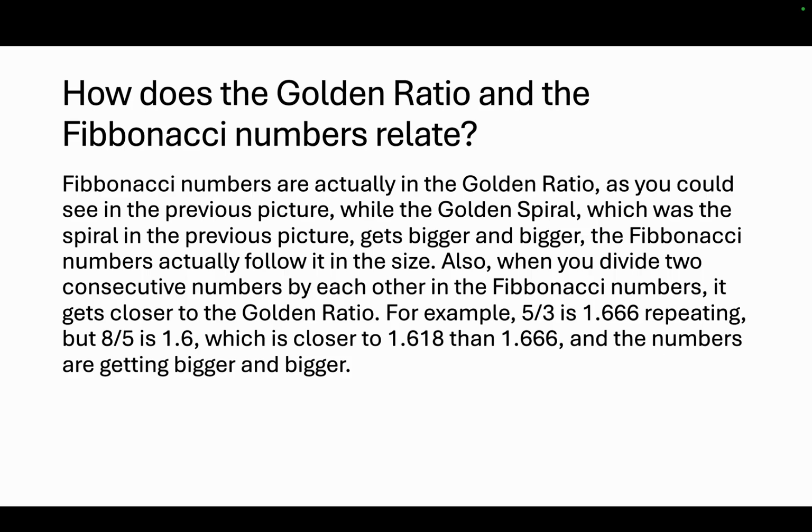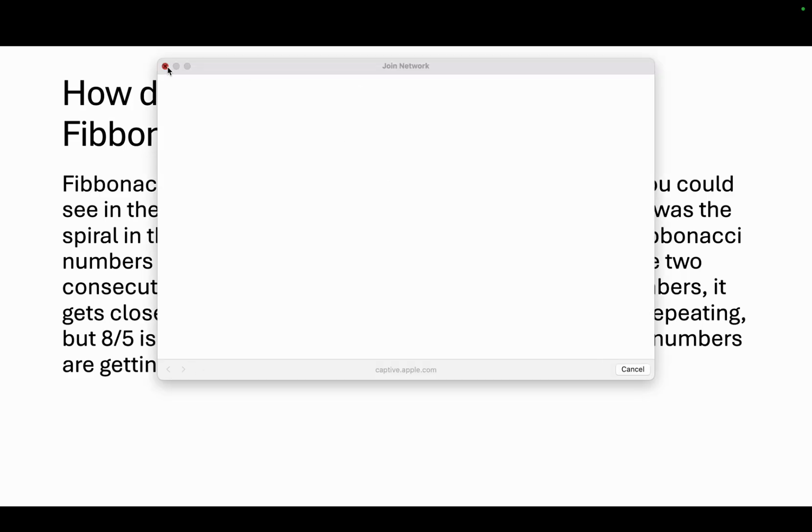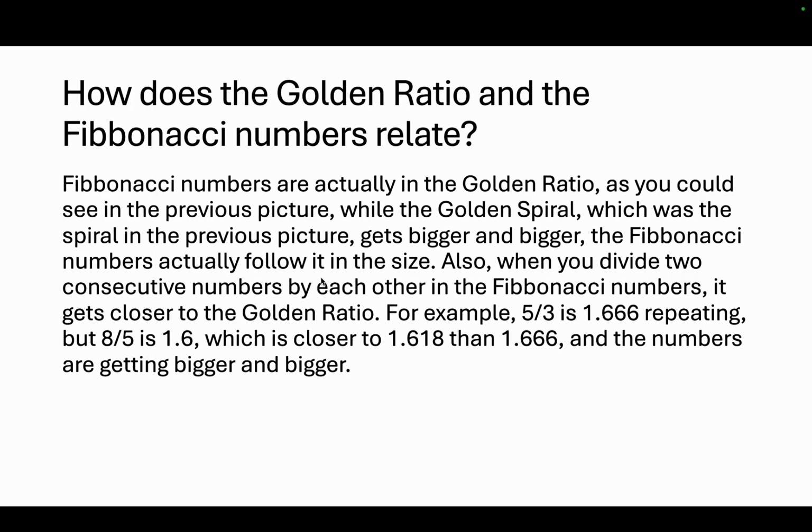And so, also, if you would divide two consecutive numbers by each other in the sequence of Fibonacci numbers, it gets closer and closer to the golden ratio. What this means is, let's say you first do 5 divided by 3, which are two consecutive numbers. And this would equal 1.666 with the 6 repeating. And if you do the next pair, which is 8 divided by 5, it's 1.6, which is closer to 1.618 than 1.6 repeating. And so the numbers are getting bigger and bigger, which means when divided, they will get closer and closer to the golden ratio.